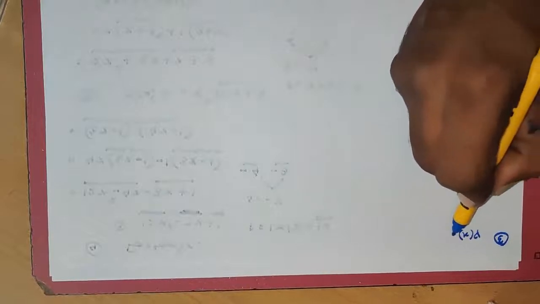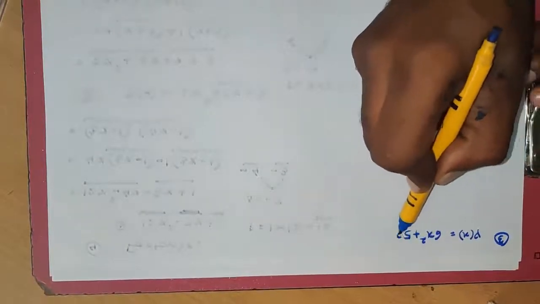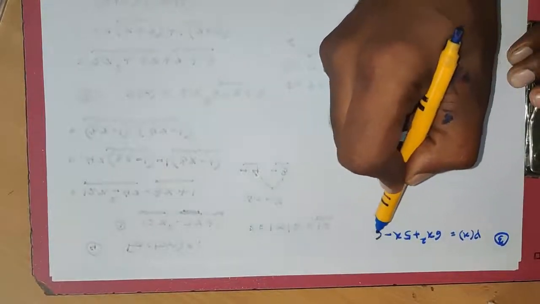We'll move to the next question. This is the third problem here. p of x is equal to 6x square plus 5x minus 6.